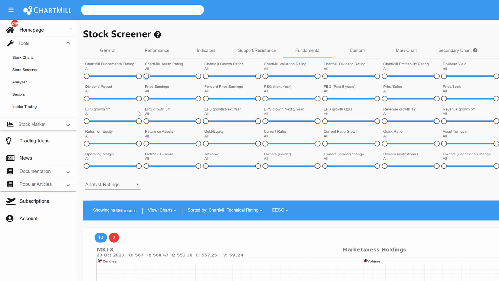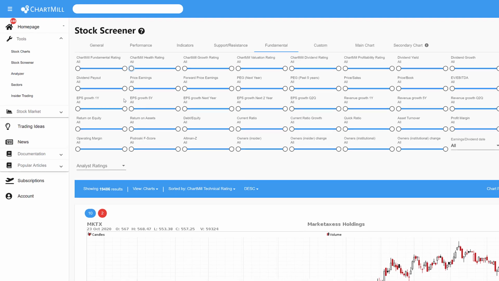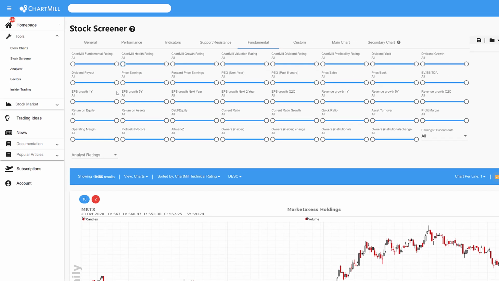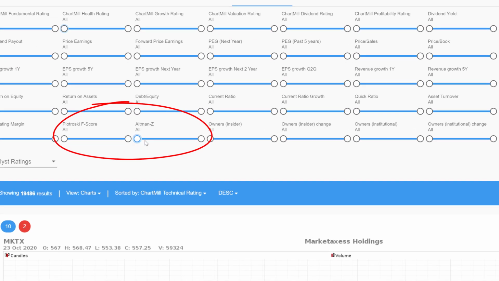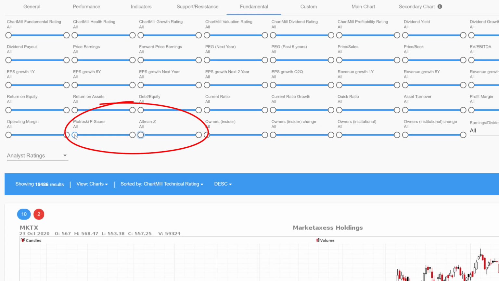You can set the minimum value for each category and thus put more weight on what you consider more important. Those of you who are familiar with all these fundamental ratios can choose in this screen not to use the fundamental rating steps, but to set the filters individually. At ChartMill, we even have the Altman Z and the Piotroski F-score available for screening.